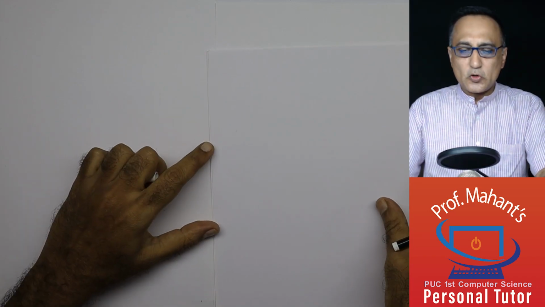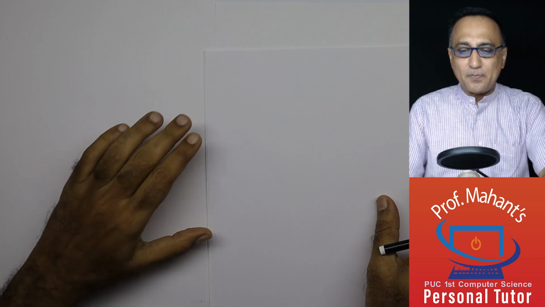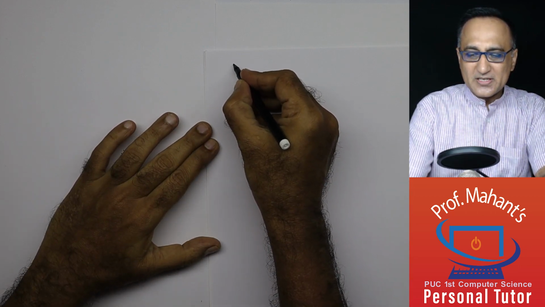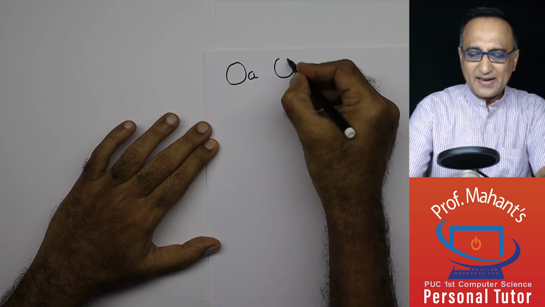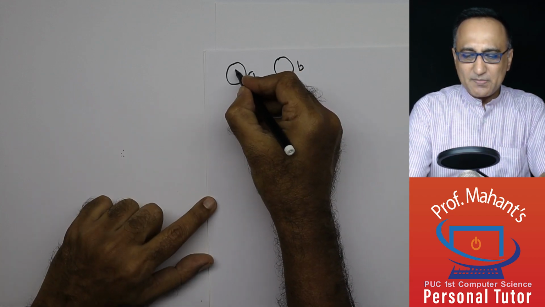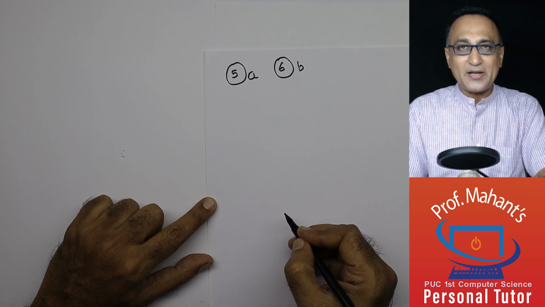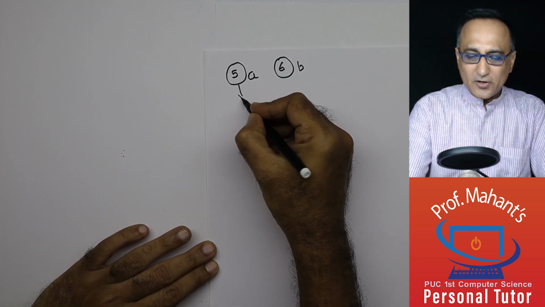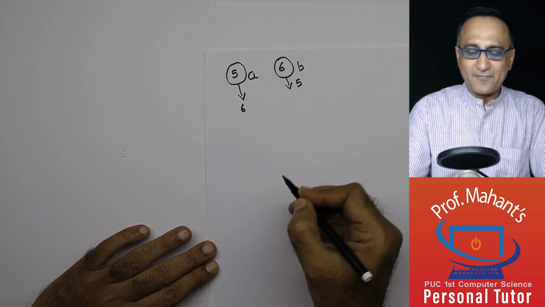Let us now draw a flowchart to exchange the contents of two memory locations. Let us say I have two memory locations like this. This is memory location A and this is memory location B. Let us say this particular memory location has the value 5. This particular memory location has the value 6. What I intend to do is this one should contain 6 and this one should contain 5.